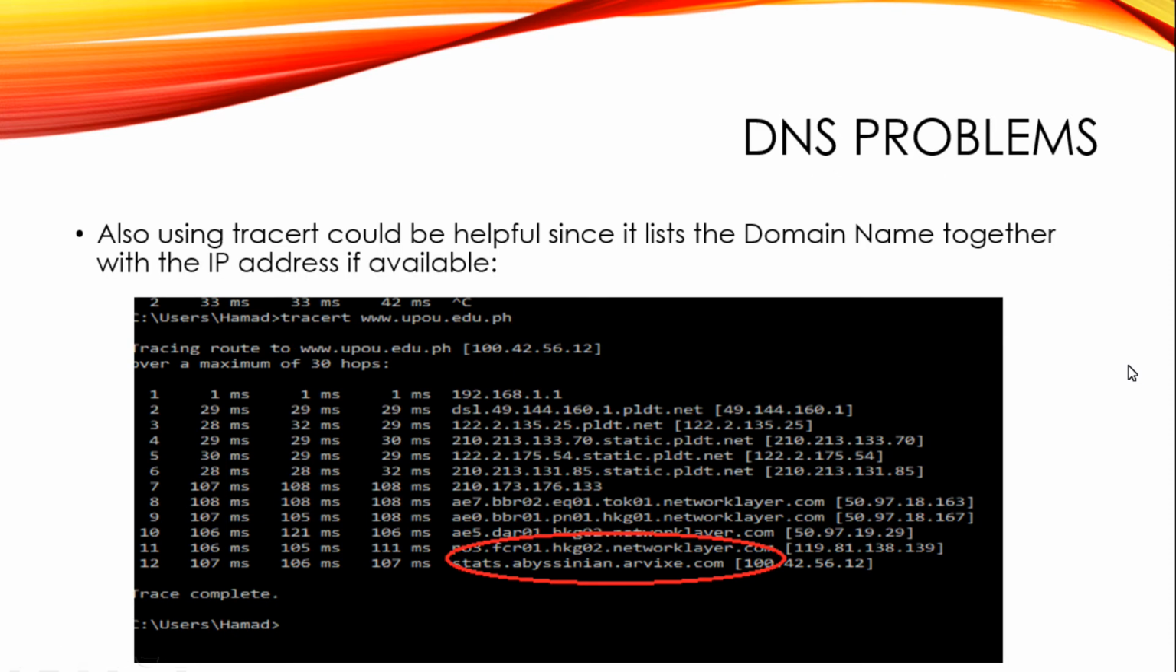Another helpful piece of information that we get if we use the tracer, because it will list the domain name together with the IP address. As you see here in the red mark, that's the domain name listed before the IP address.